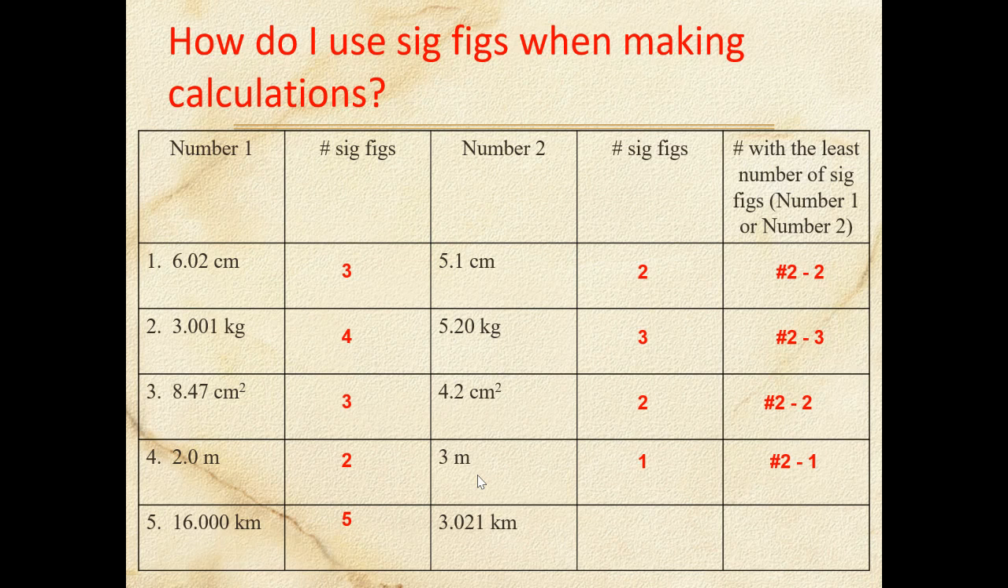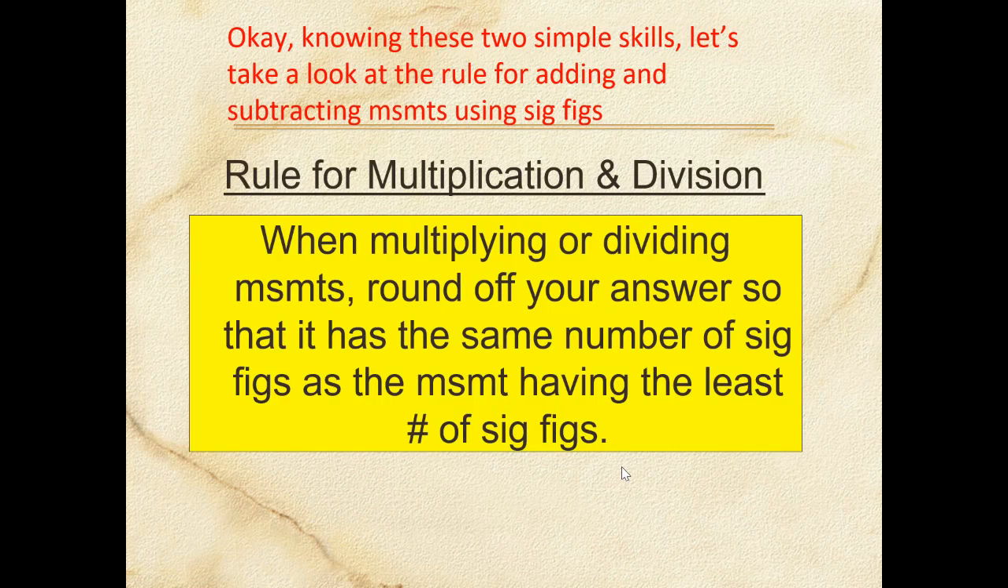16.000 kilometers has 5 sig figs. The next value has 4 sig figs. 4 is less, so we would use number 2. Okay, so now that we know these 2 simple skills, let's take a look at the rule for adding and subtracting measurements using significant figures.